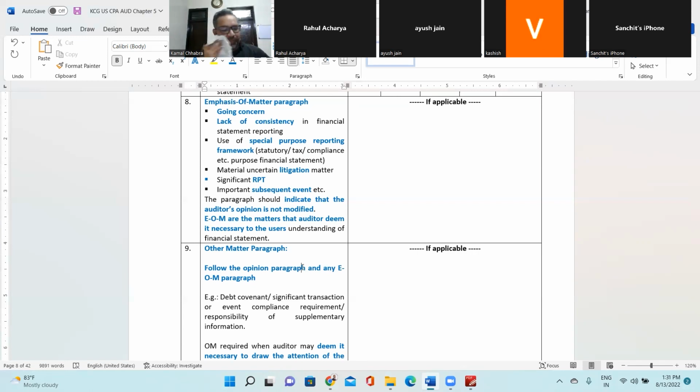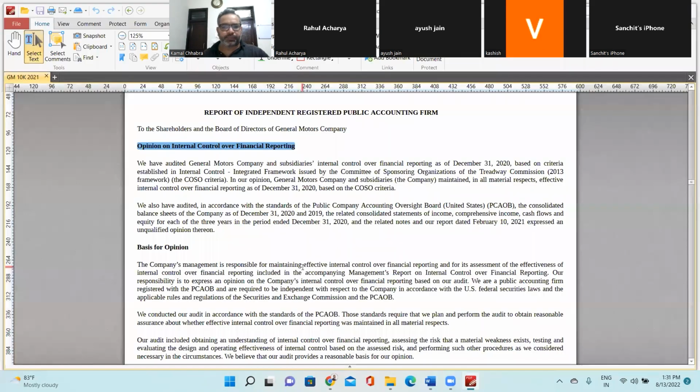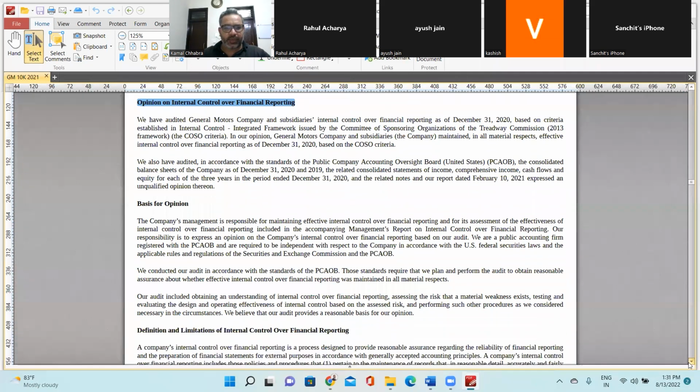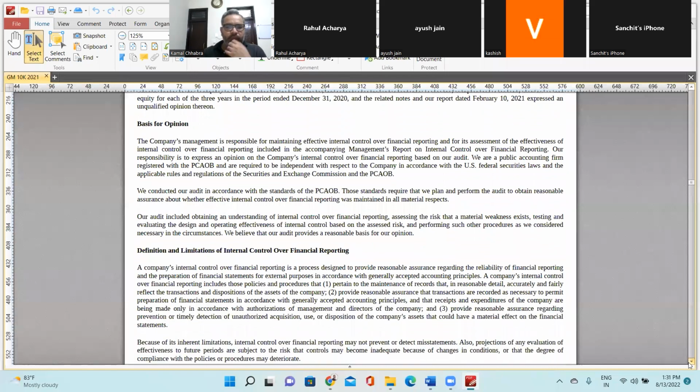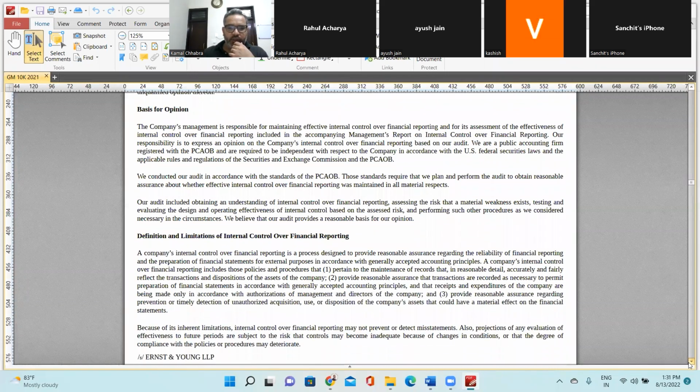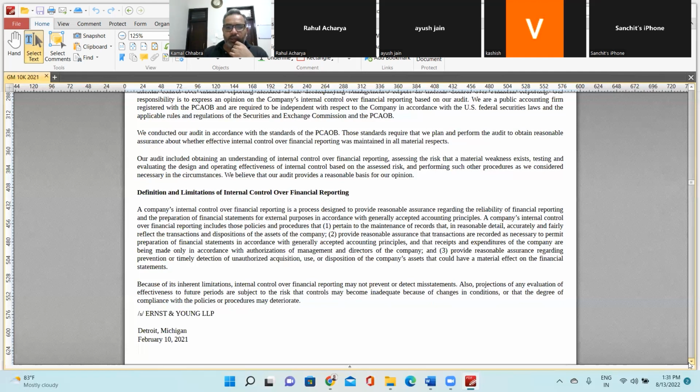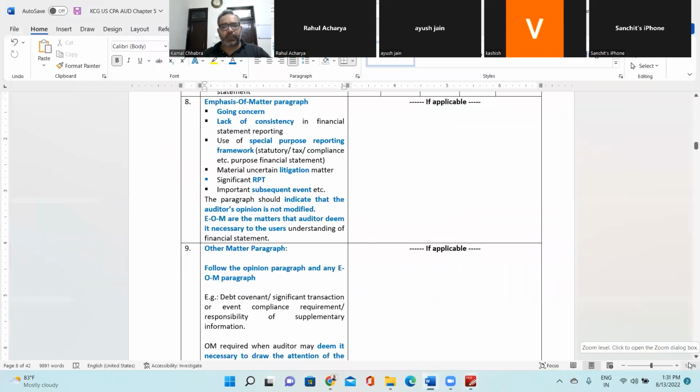If you see, for example, in this report, we have mentioned the introduction, basis of opinion, definition and limitation of internal controls, and conclusion. So here there is no emphasis of matter paragraph, no qualification, and no other matter paragraph. If it is applicable, then only you will be mentioning it. If it is not applicable, you will not be mentioning it at all.